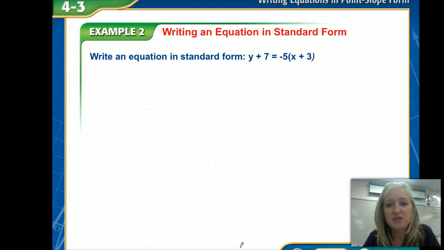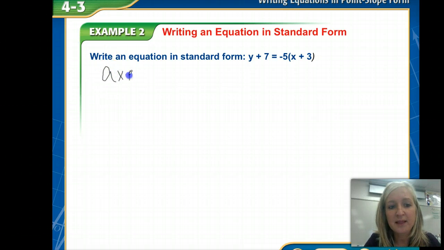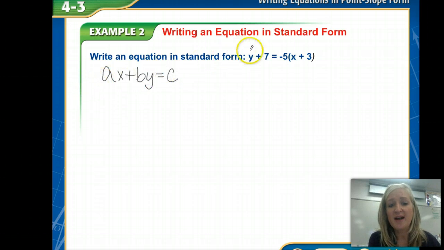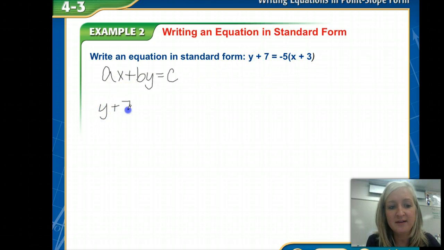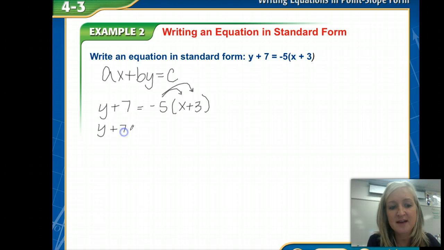This is example number 2, writing an equation in standard form. Well, standard form is ax plus by equals c. So if I have the equation right now in point-slope form, I have y plus 7 equals -5 times x plus 3. The first thing I'm going to do is the distributive property, get rid of the parentheses. So I have y plus 7 equals -5x minus 15.